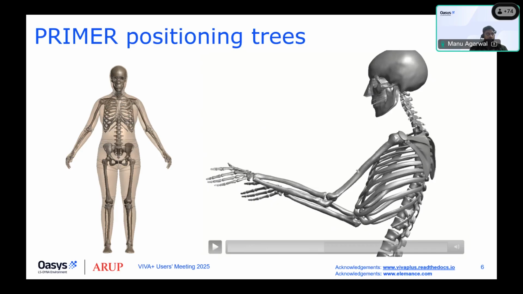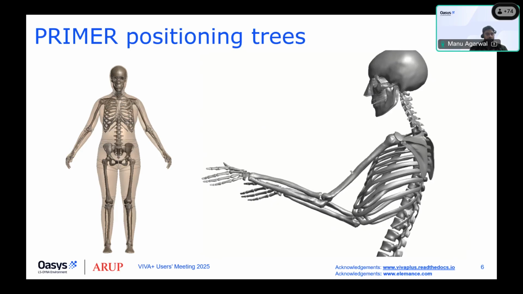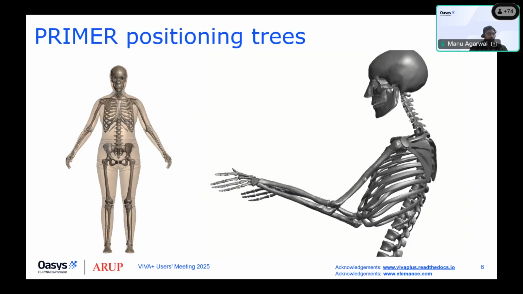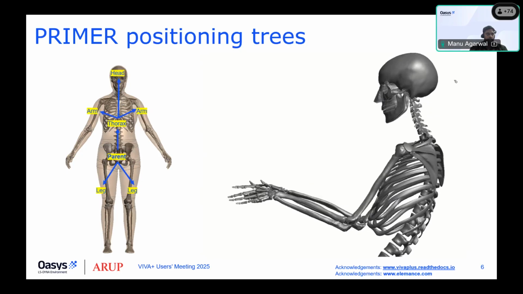Like if there is a pelvis, which is a root assembly, then the thorax and the leg assemblies are going to be the child of the pelvis, and the head and the arms are going to be the child of the thorax, and so on.